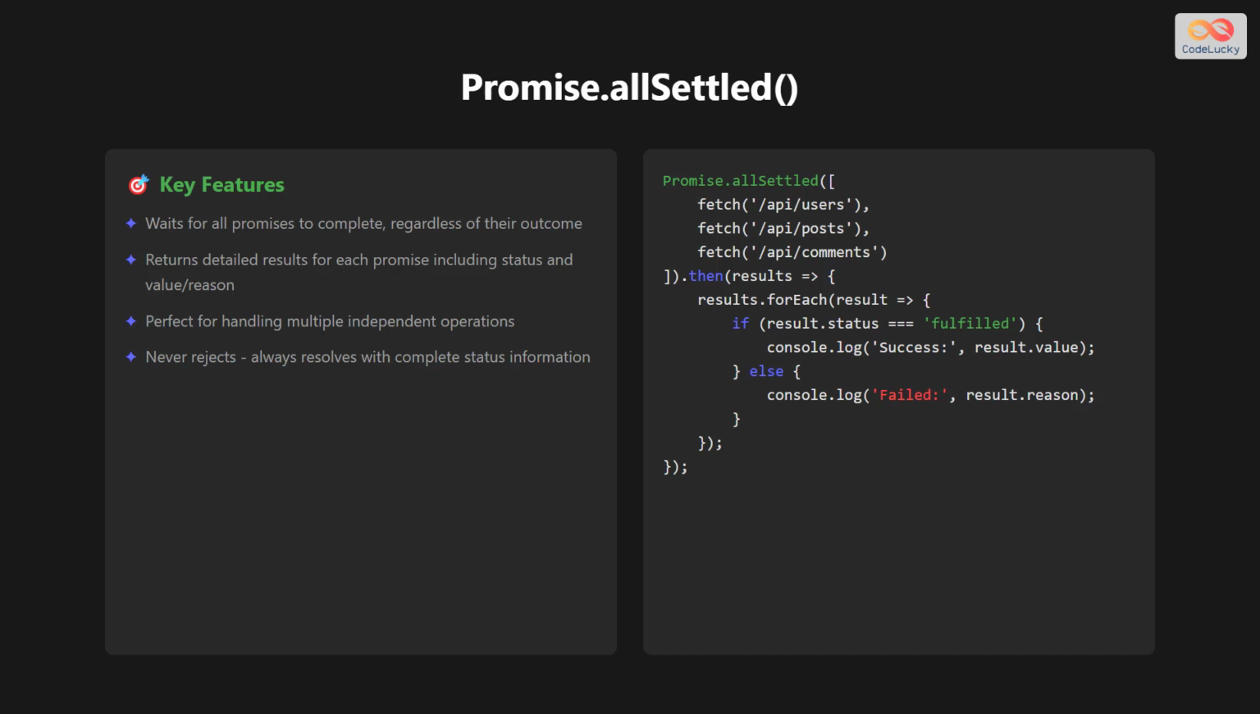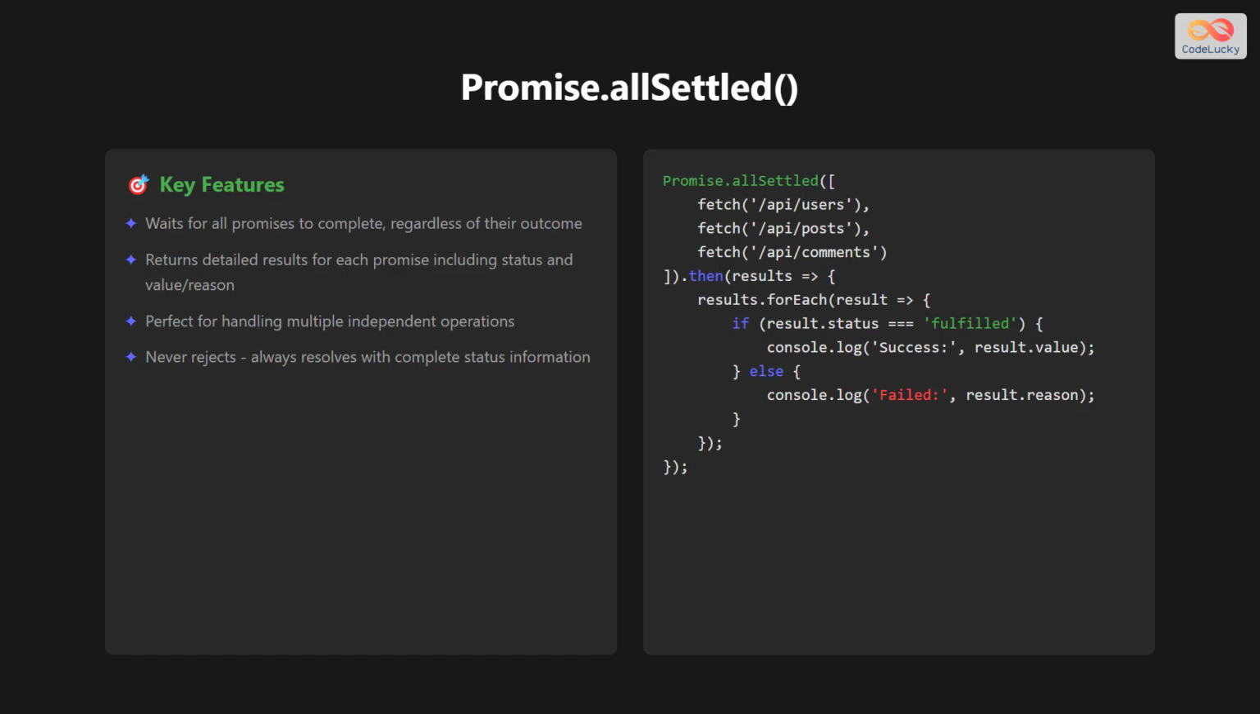Promise.allSettled waits for all promises to complete, regardless of their outcome, which means whether they resolve or reject. It returns detailed results for each promise, including the status and value or the reason for rejection. This is perfect for handling multiple independent operations. Promise.allSettled never rejects, and it always resolves with complete status information.